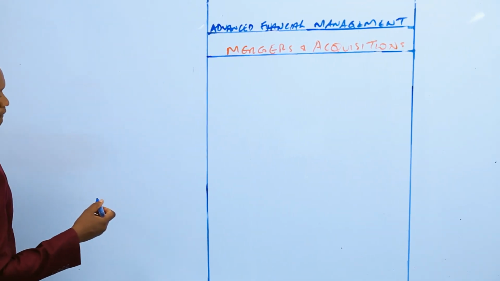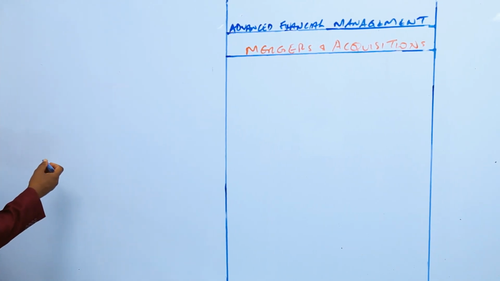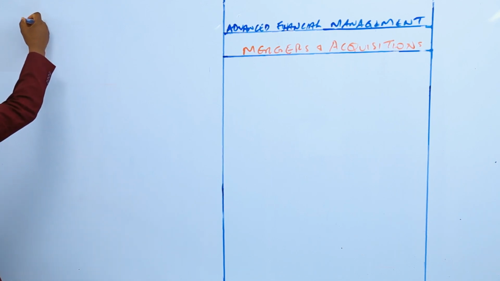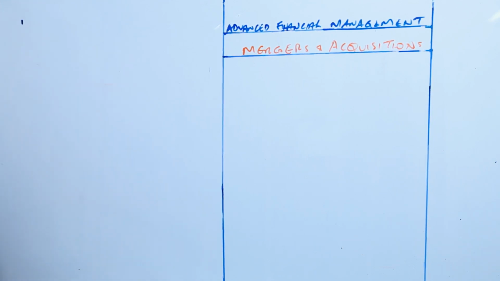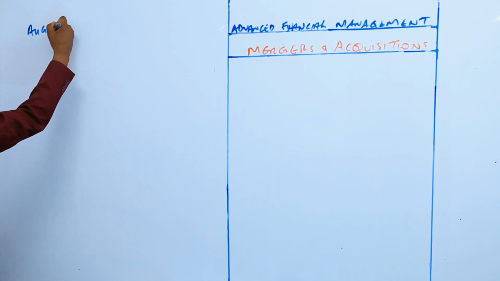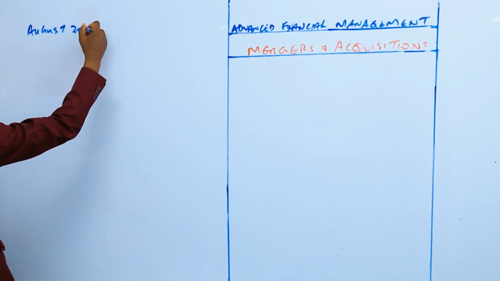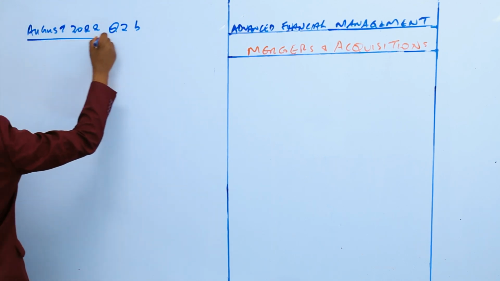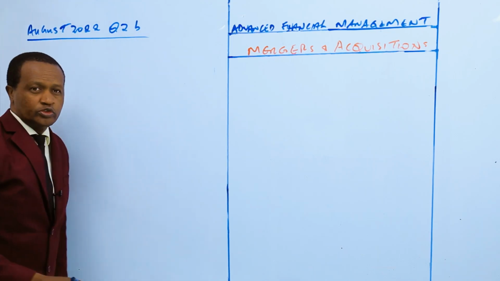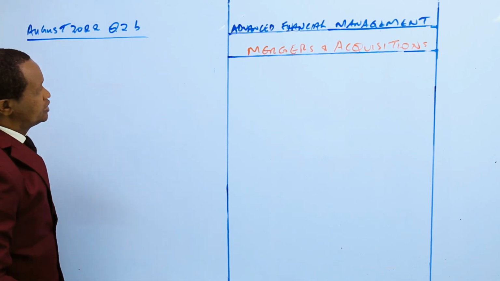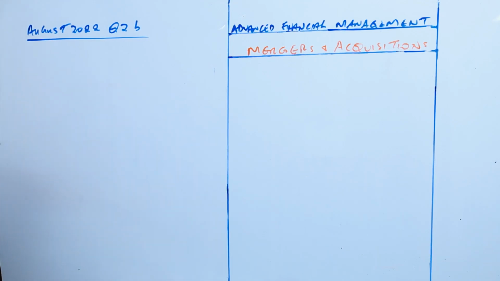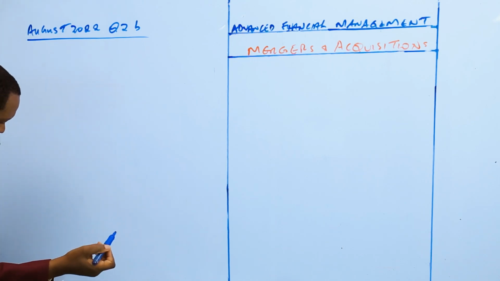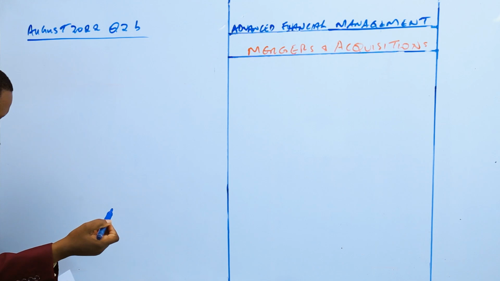PE ratio model valuation, this is an illustration. It's August 2022, question 2B. We are answering August 2022, question 2B. That is an Advanced Financial Management CASNEB past paper question. So we are, first of all, to determine the value of this target company using the PE ratio model.